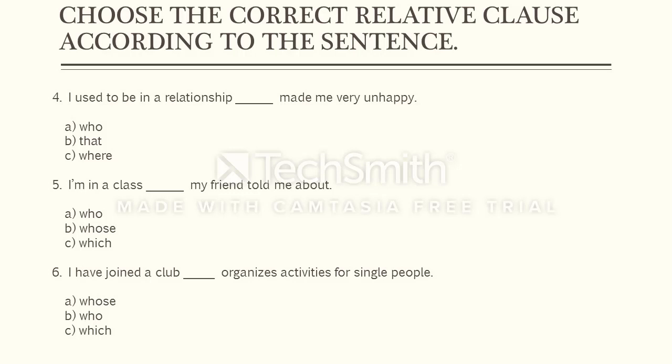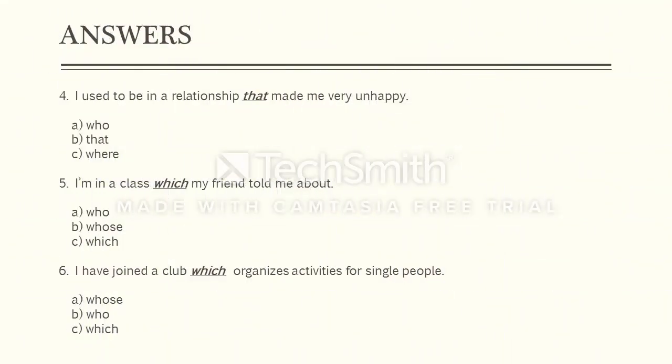I have joined a club whose organizes activities for single people, who organizes activities for single people, or which organizes activities for single people? So in your opinion, which is the correct, A, B, or C? Think about it. Very well, and there you have the answers. I used to be in a relationship that made me very unhappy. Okay, the only possibility was that one. We're talking about relationships, right?